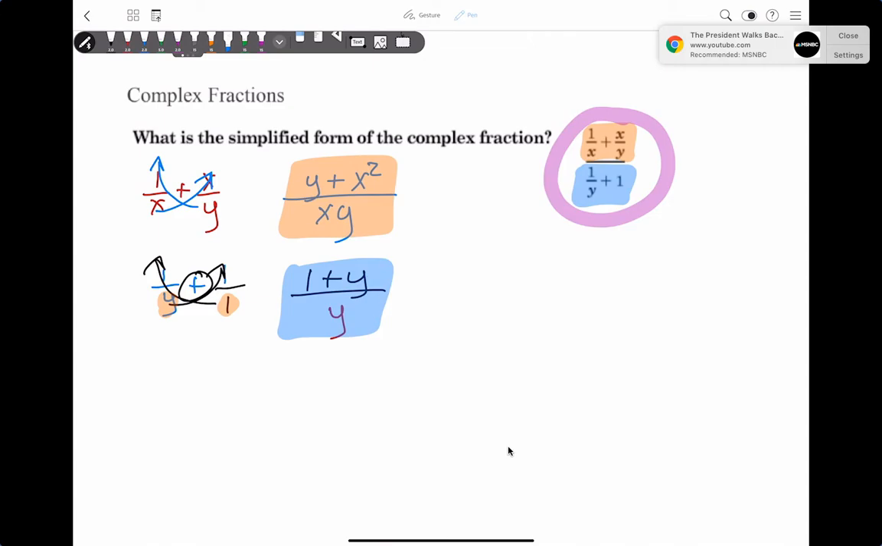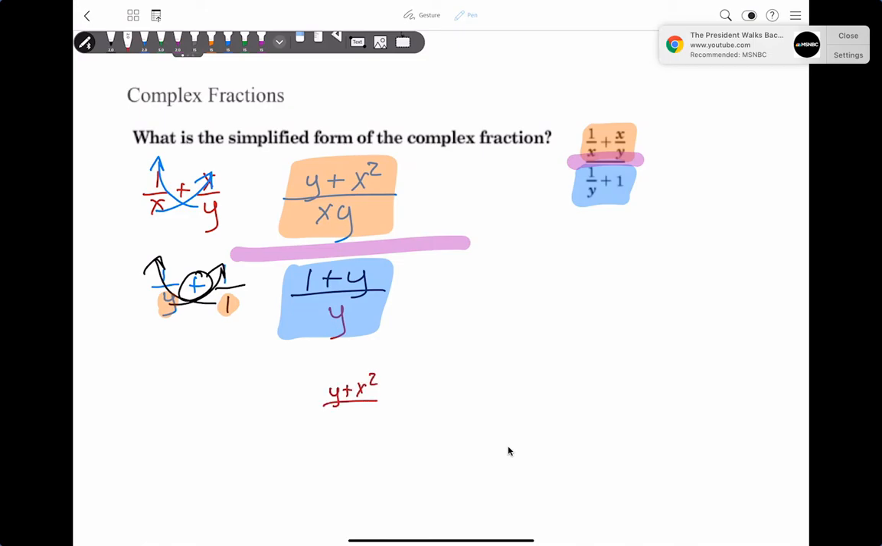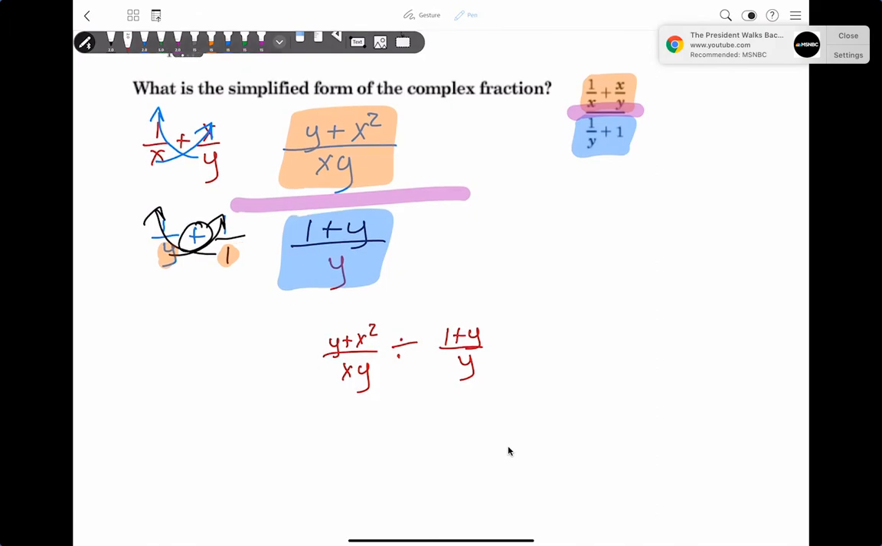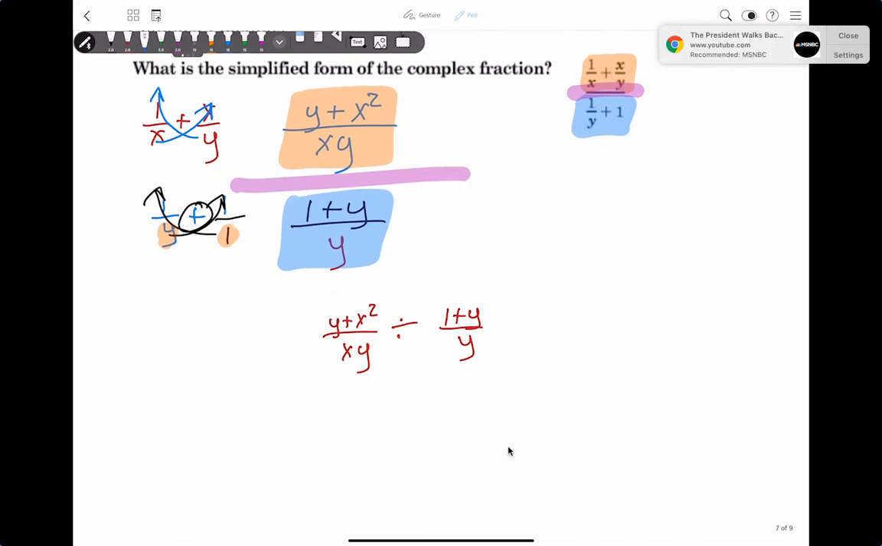Now we are dividing this. We're dividing everything right here. Okay, so my original, let me highlight it, my original had this division symbol right here. So we are dividing these fractions. Looking at this, it doesn't look very pretty right now. But I know if I rewrote it like y plus x squared over xy divided by 1 plus y over y, then I can use that trick from 5th grade of keep, change, flip.